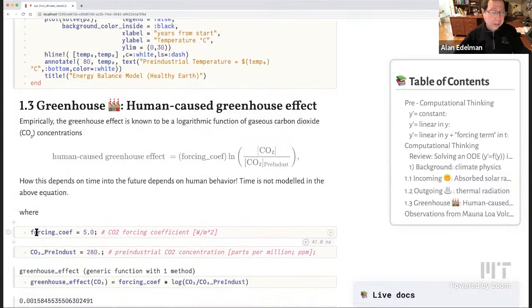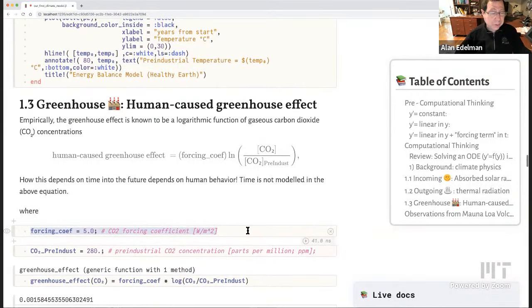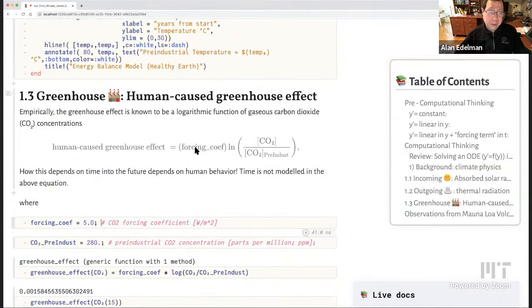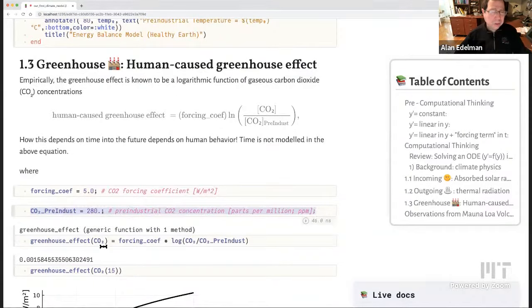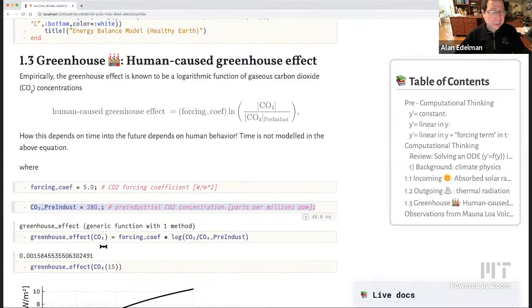And again, more parameters that come from these folks who do this for a living. The forcing coefficient will be 5 watts per meter squared. That's the number they're going to use, so that'll be the multiple that gets used here. And the pre-industrial CO2 number is 280, right? And now we're almost at, is it 400 and something, 412? I forget what the number is now. But it's probably good to know these things.